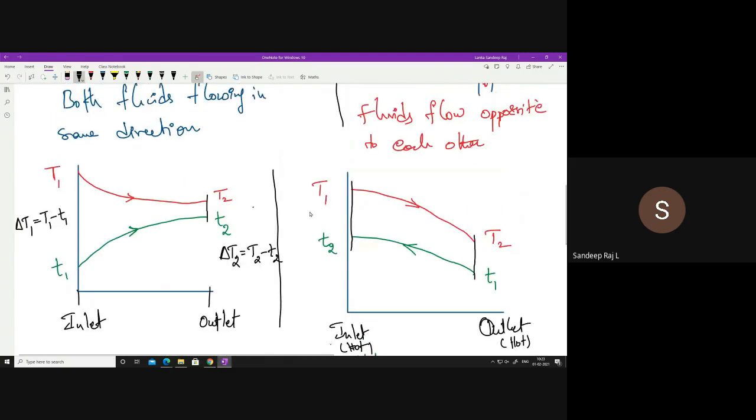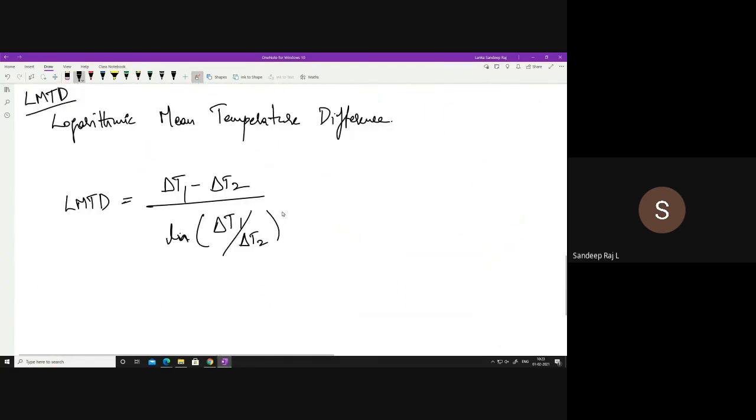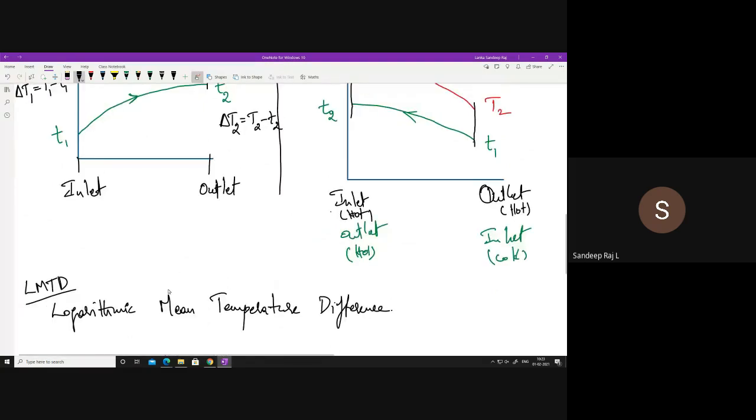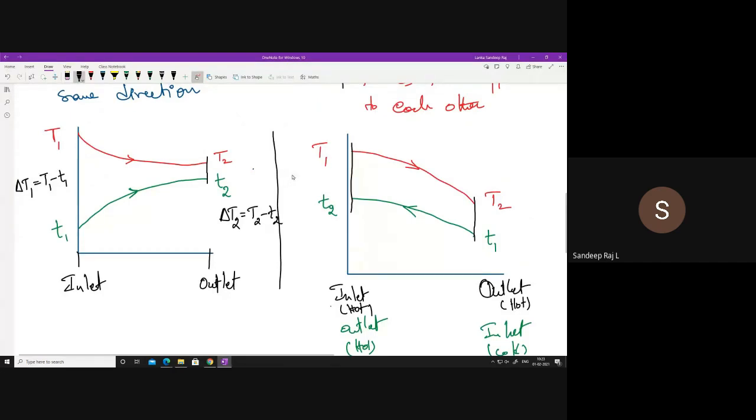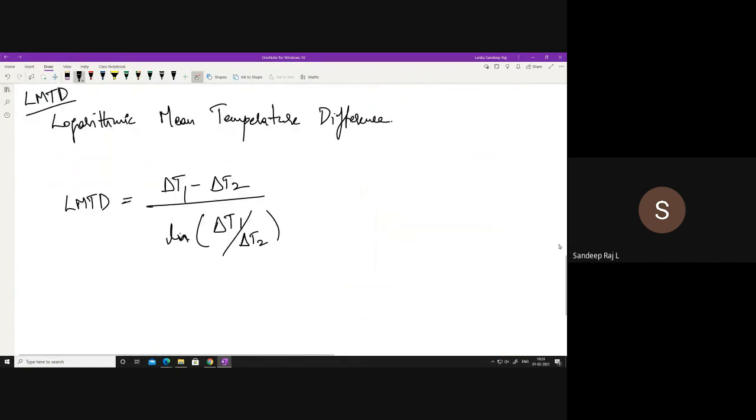In case of a counter flow, what varies is only delta T1 and delta T2. The formula remains the same. This is the formula for both parallel and counter. Only the delta T1 and delta T2 vary. So here the delta T1 will be equal to capital T1 minus small t2. Here delta T2 is equal to capital T2 minus small t1. This is the delta T1 and delta T2 in counter flow. Okay. So only these things change for LMTD.